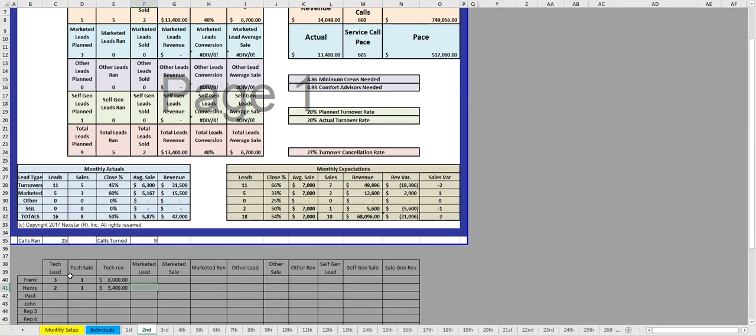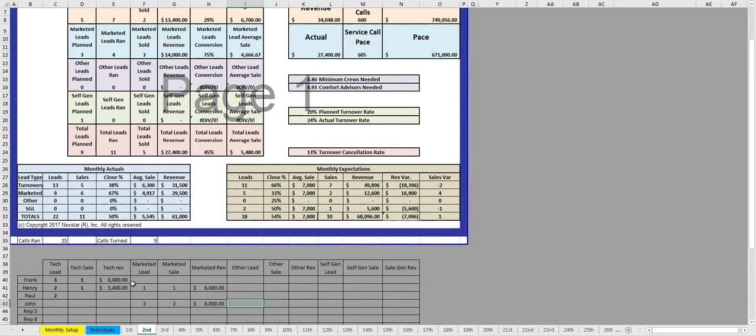Let's say he also ran 1 market lead and closed it for $6,000. Let's say Paul ran 2, did not close any. And let's say John, let's see, how many is that there? That is 7. Okay. Let's say that John didn't run any. He ran nothing but market leads, 3, closed 2 for $8,000.